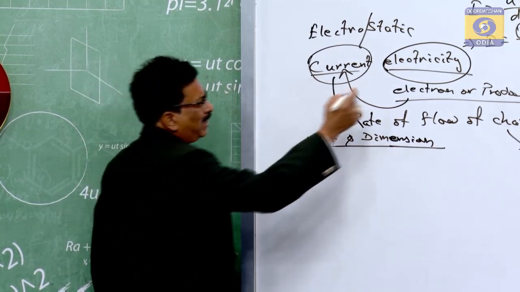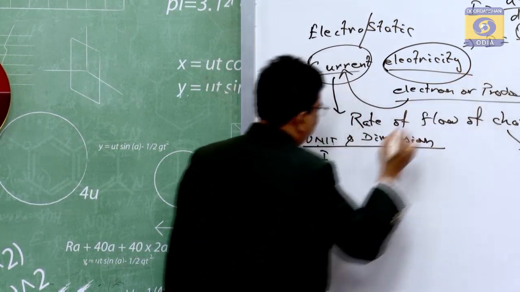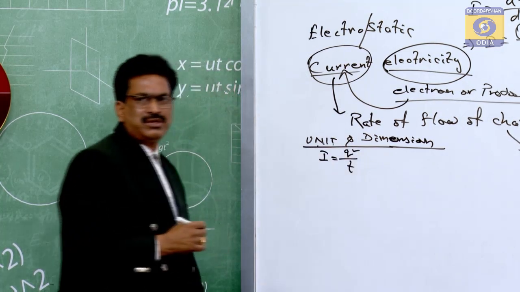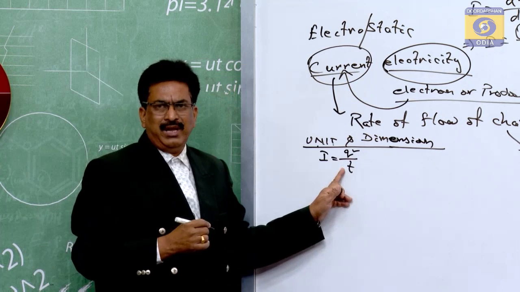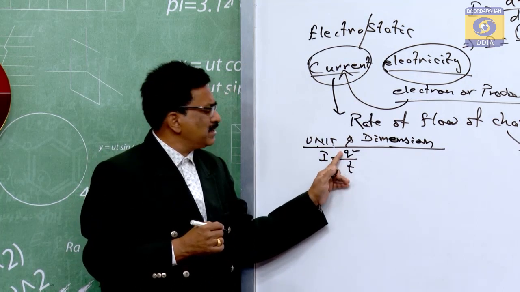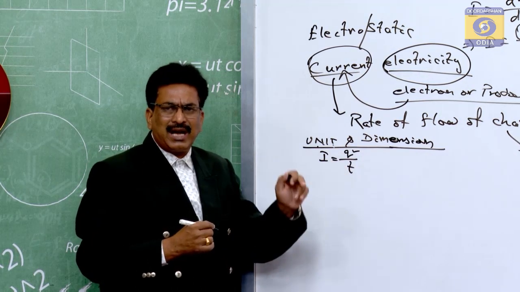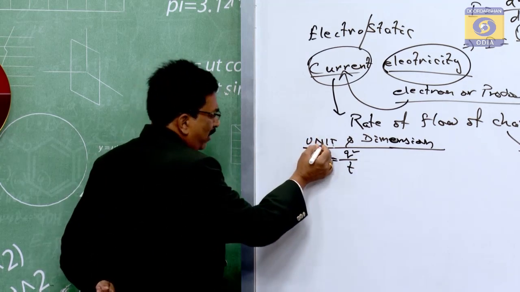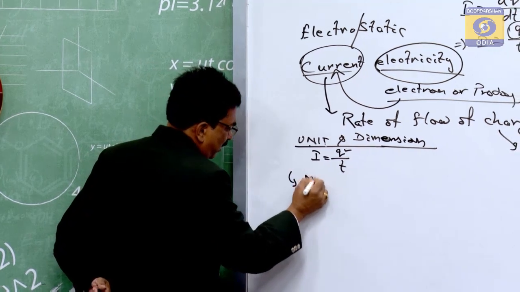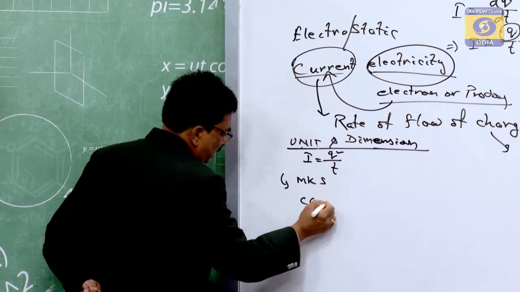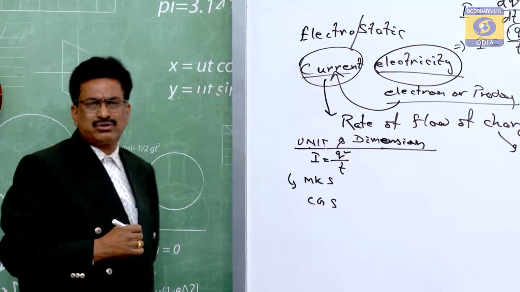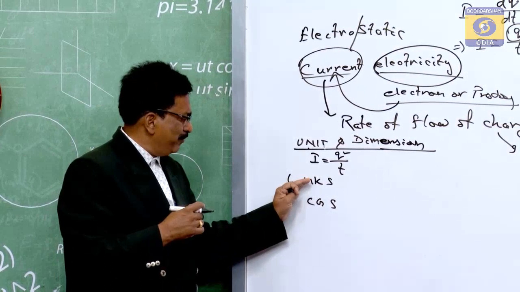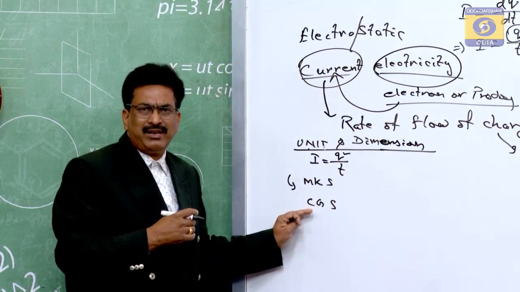The mathematical expression of the current, as we have written here, is equal to Q by T. Then what is Q? Q is the charge and T is the time. If Q is the charge, then what is the unit of the charge? In that respective system, we have to first think. When we are going to find the unit, let us go for the MKS, and we know there is a CGS, and the third one is the FPS, but we mostly use the MKS and the CGS.